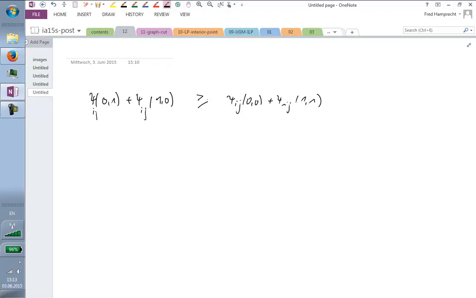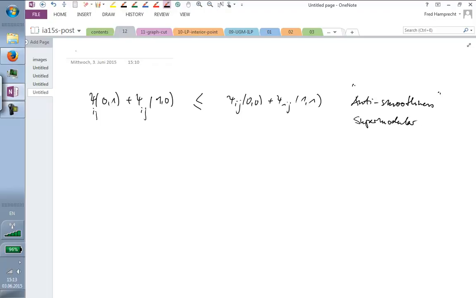Today, we switch gears and ask, what if this holds? Let me call this an anti-smoothness property, or this is a supermodular expression. And now I want to look with you at what we can do in such a case.